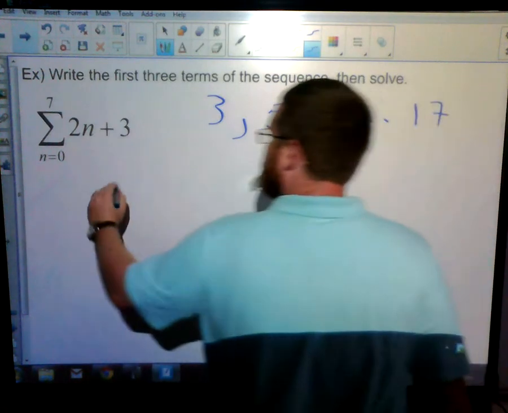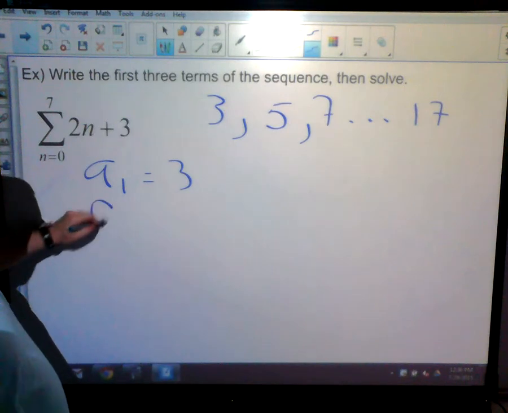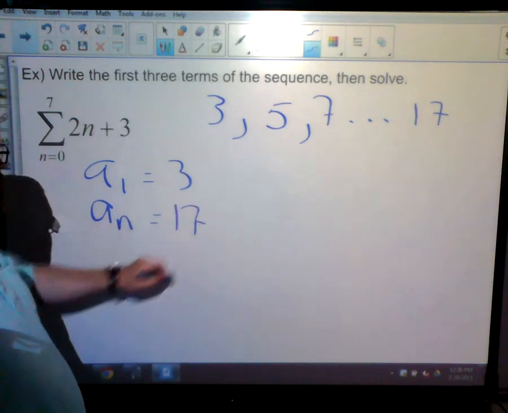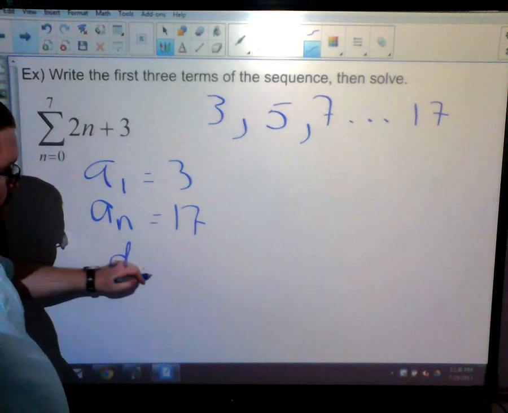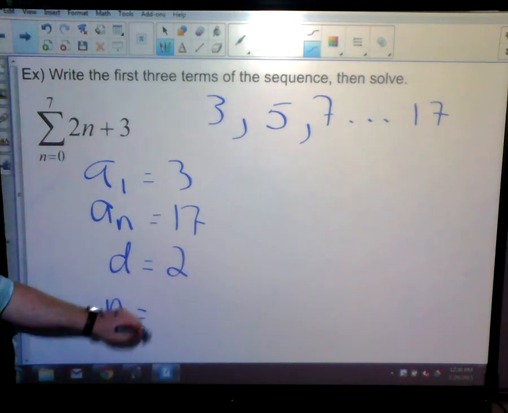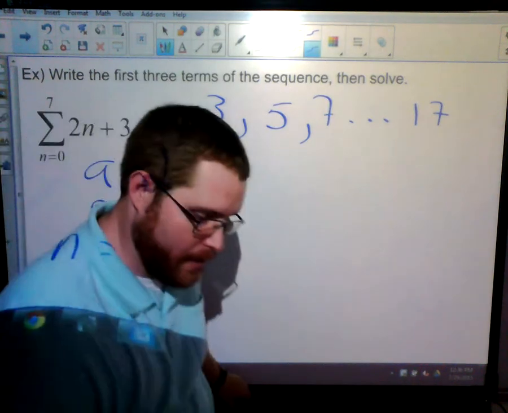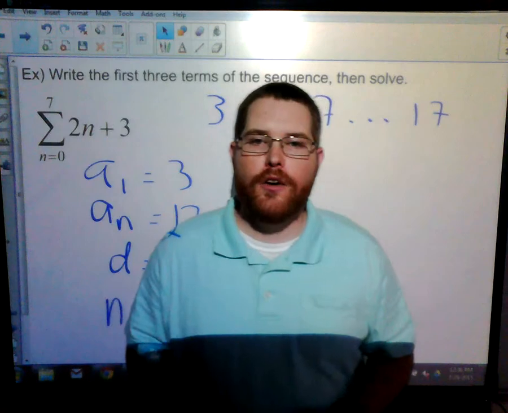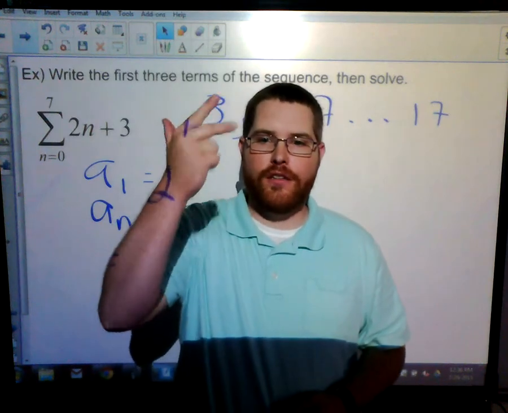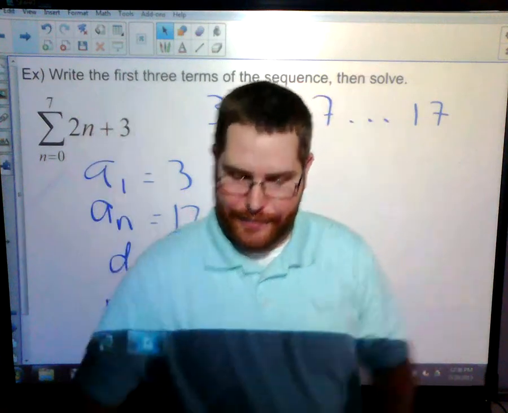So I know that a sub 1 is 3. I know that a sub n is 17. I know that d is 2. What's n? And a lot of people will say it's 7, but it's not. If you start counting at 0 and go to 7, 0, 1, 2, 3, 4, 5, 6, 7, it's actually 8.